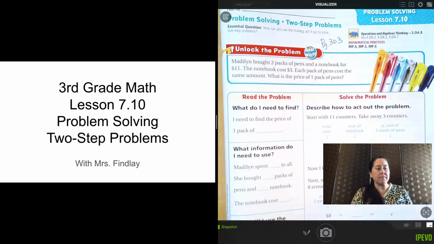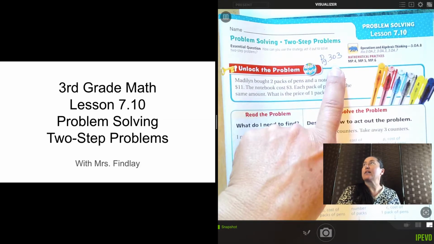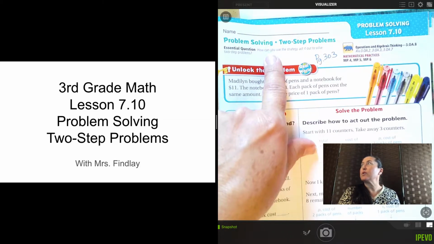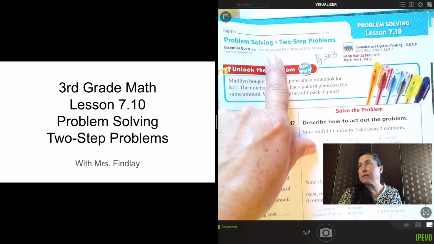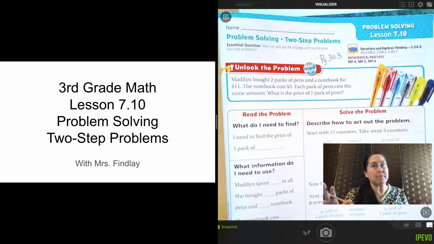Hello and welcome to lesson 10 in chapter 7, 7.10. So we are working on page 303 and our essential question is how can you use the strategy act it out to solve two-step problems? Now my son's in 5th grade and I'm seeing 3, 4 multi-step problems.